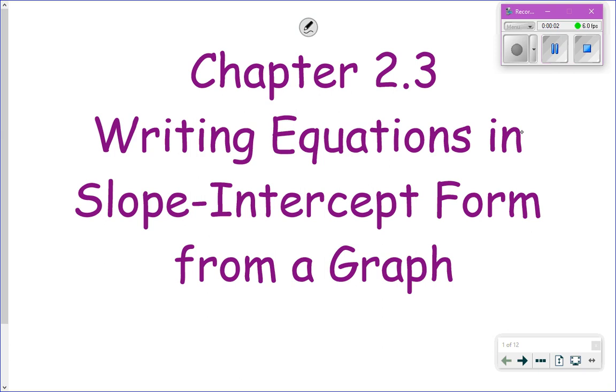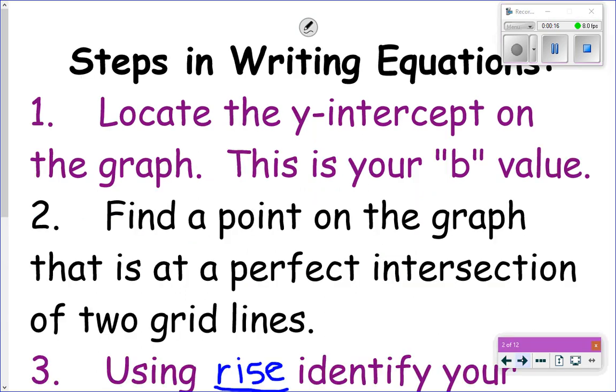The last section we talked about writing equations given a point and the slope, and this week we're going to talk about writing equations from a graph. So we're going to be looking at a graph and writing the equation of the line in slope-intercept form. So this first slide is all the steps.